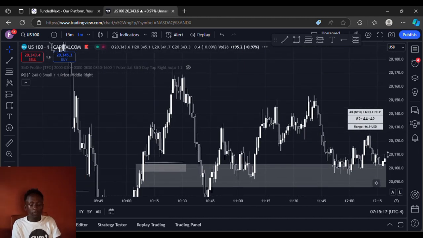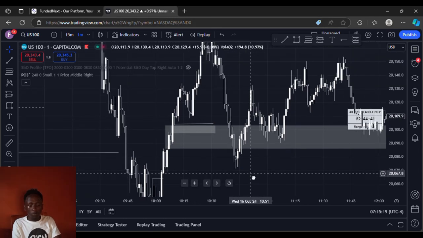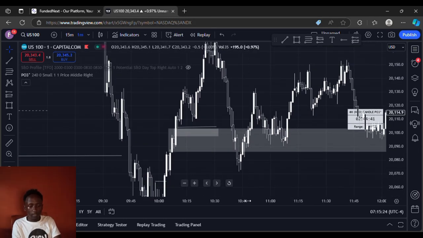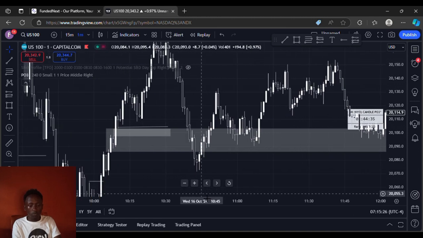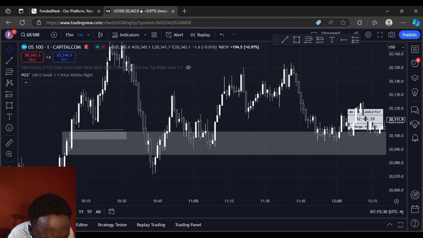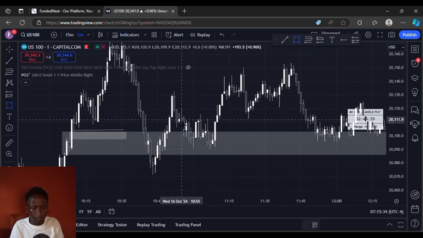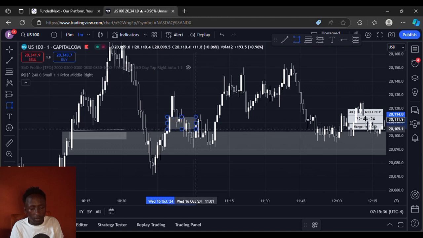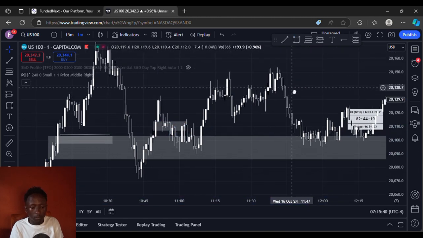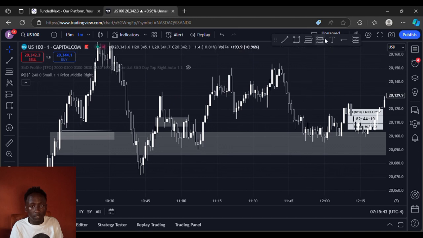After price came in and filled this 5-minute imbalance, I waited for displacement higher and took my first entry, which was around here. Yes, my first entry was around here at this 1-minute imbalance. Took an entry at this position.